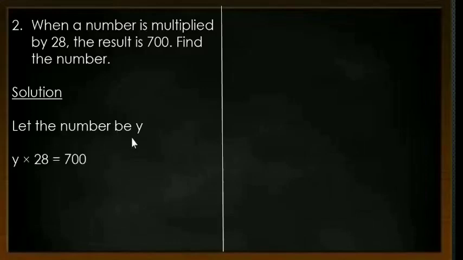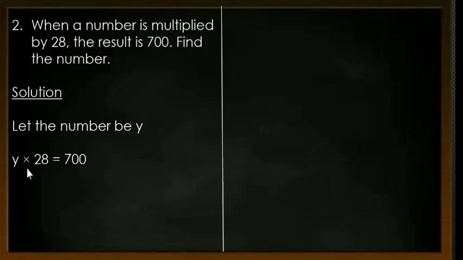So all we need to do is to interpret what the question has said. The question said when a number is multiplied by 28, the result is 700. We've already said let the number be y. So when the number, which is y, is multiplied by 28, is same thing as saying y times 28. The result is 700. Simply means we can say the result of multiplying y and 28 is equals to 700.